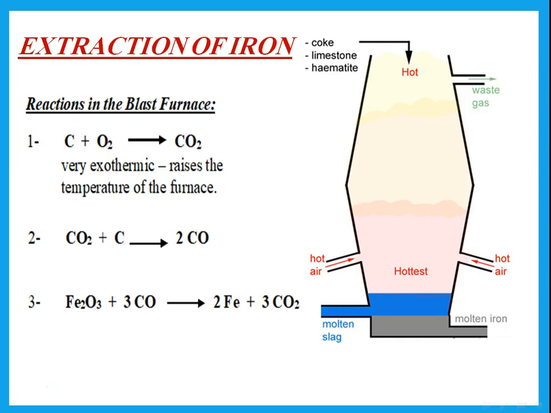Now, what are the reactions that happen in the blast furnace? The first reaction is the coke, which is carbon, reacts with oxygen from the air to form carbon dioxide. So basically the coke is burning inside the furnace to give carbon dioxide gas. Now, this reaction is very exothermic. Again, exothermic means it gives out heat, so it raises the temperature of the furnace, and this is good. I need the temperature of the furnace to be hot.